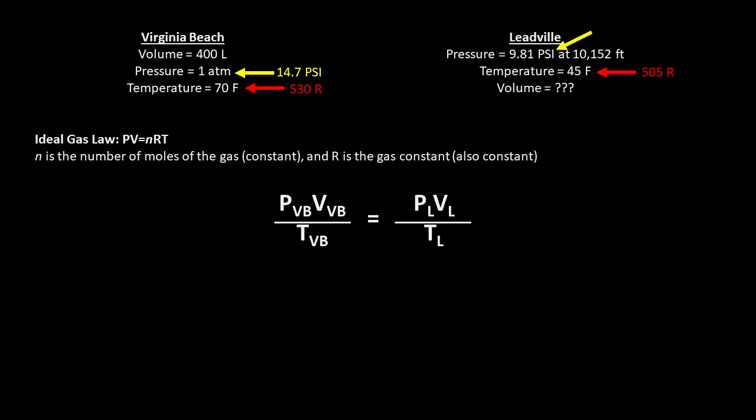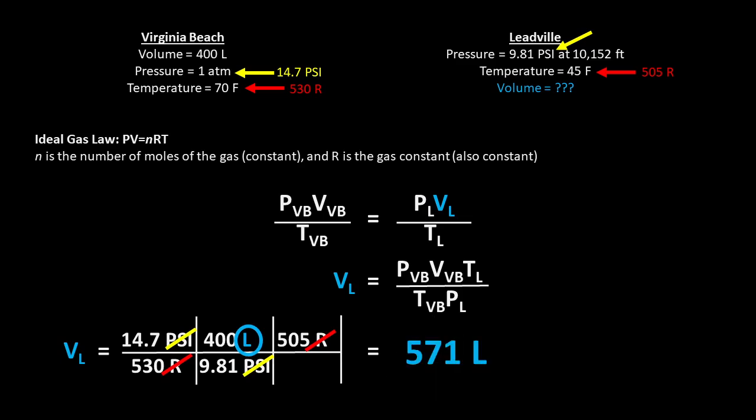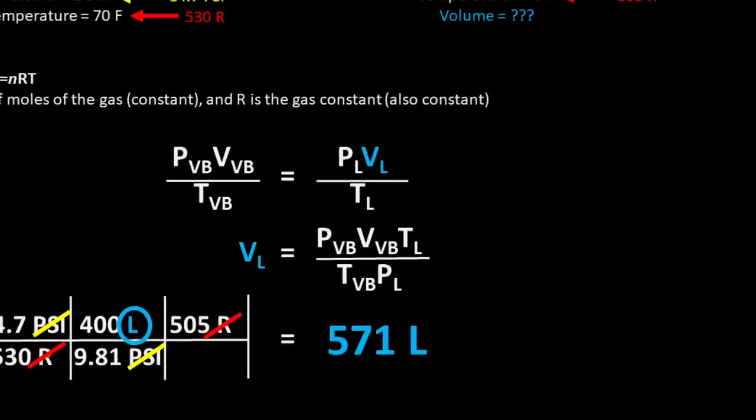Now that all of our variables are in the appropriate units, we'll rearrange the equation to solve for the volume of air collected in Leadville. From here, it's just plug and chug. So we set up our railroad tracks, insert our values, verify that all of our units cancel and that we'll be left with a volume in liters, and punch this into our calculator. And this gives us 571 liters.